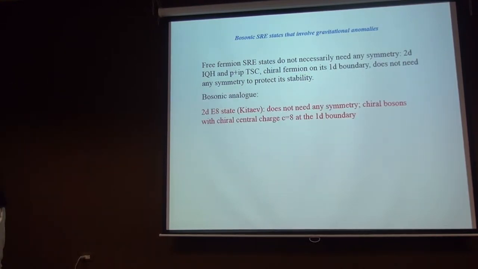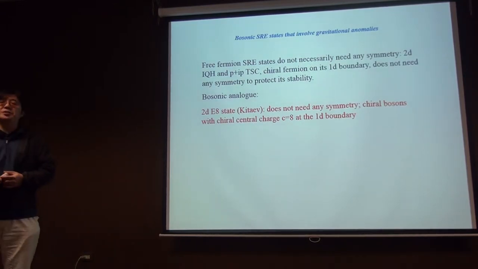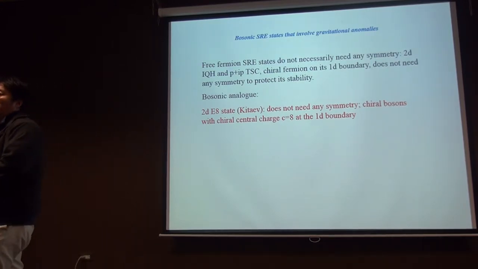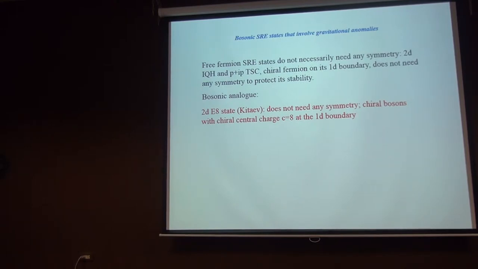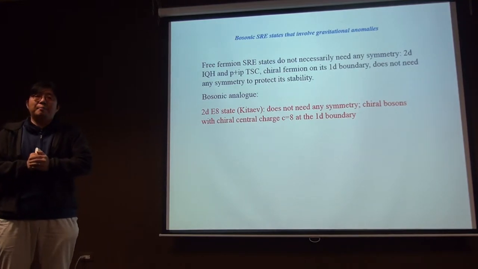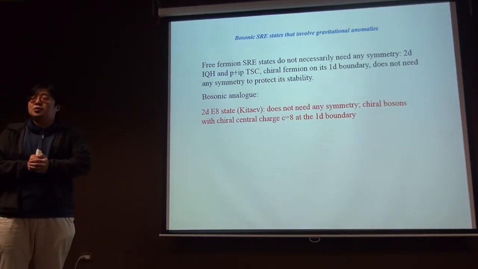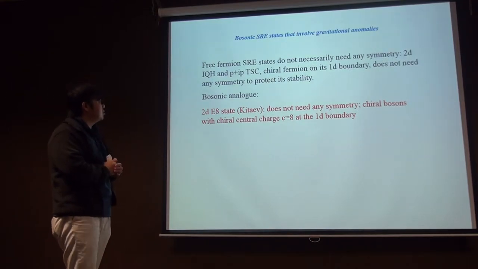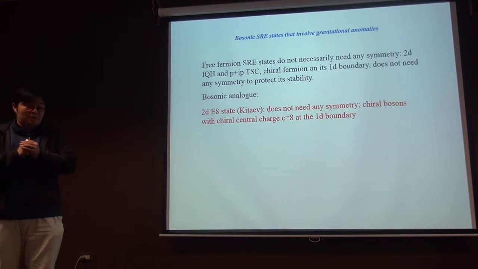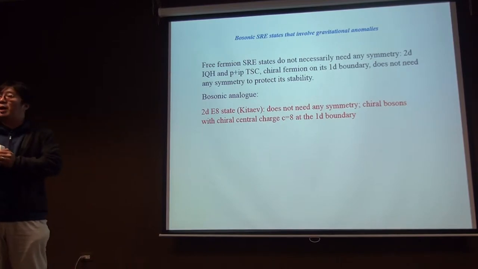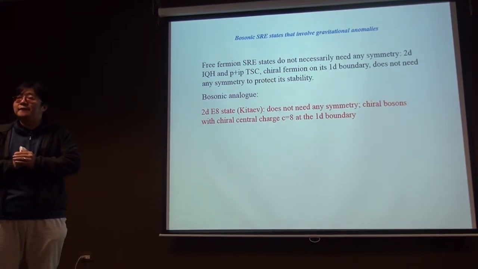And then we can think of a bosonic analog. Is there any boson system which behaves like a two-dimensional integer quantum Hall state? This means: can I find a two-dimensional boson system which does not need any symmetry, where the bulk is completely trivial and non-degenerate, but the boundary is gapless without assuming any symmetry? This statement is equivalent to asking: can I find a 2D bosonic state with a trivial bulk spectrum and also with a gravitational anomaly at the boundary? Is that clear? These two statements are the same.